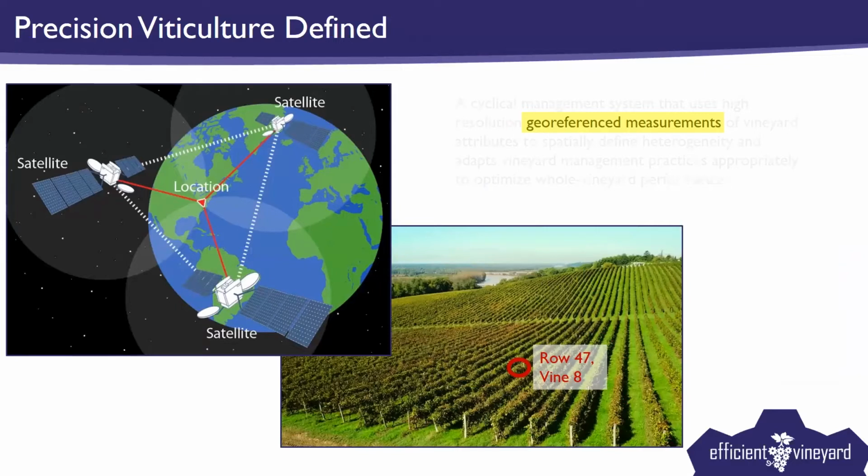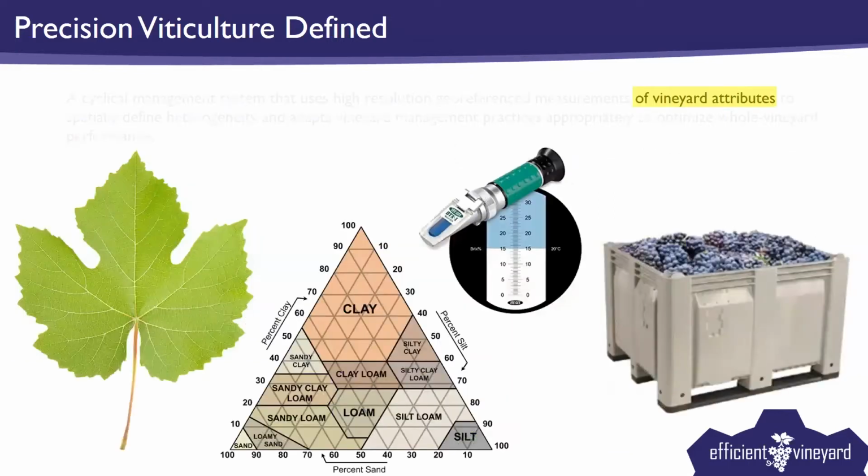Or we can walk out to a vine and say, you know, we're at row 47, vine 8, and we took measurement B. So we know where we are in space. So that's very important in the world of precision viticulture. So of vineyard attributes, well, what's important to you?